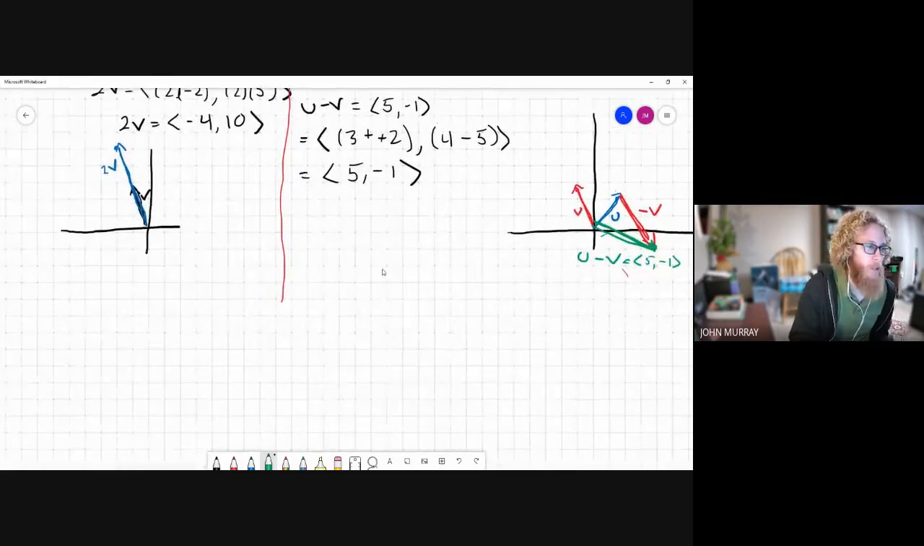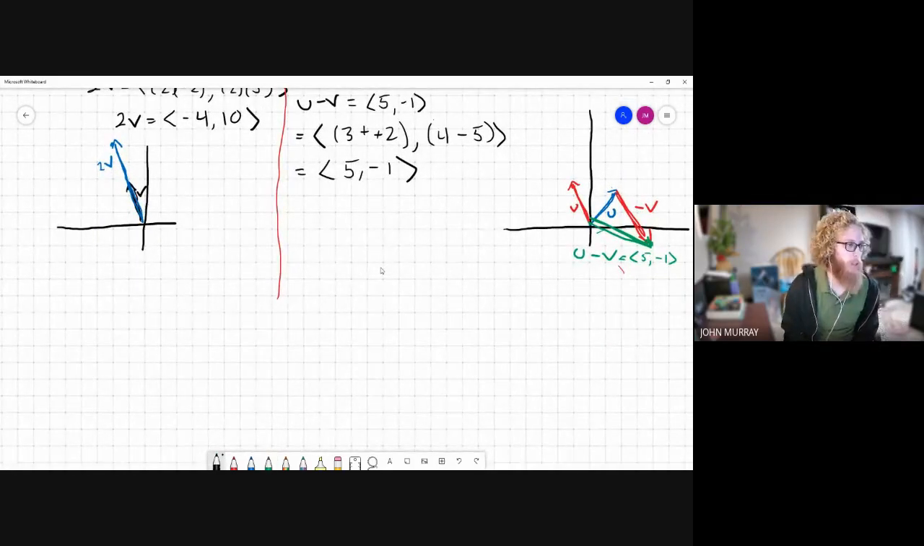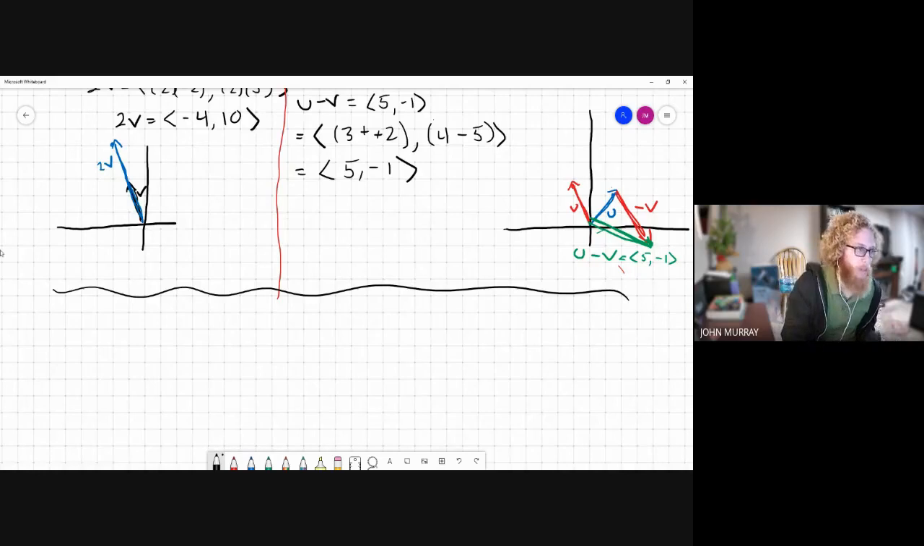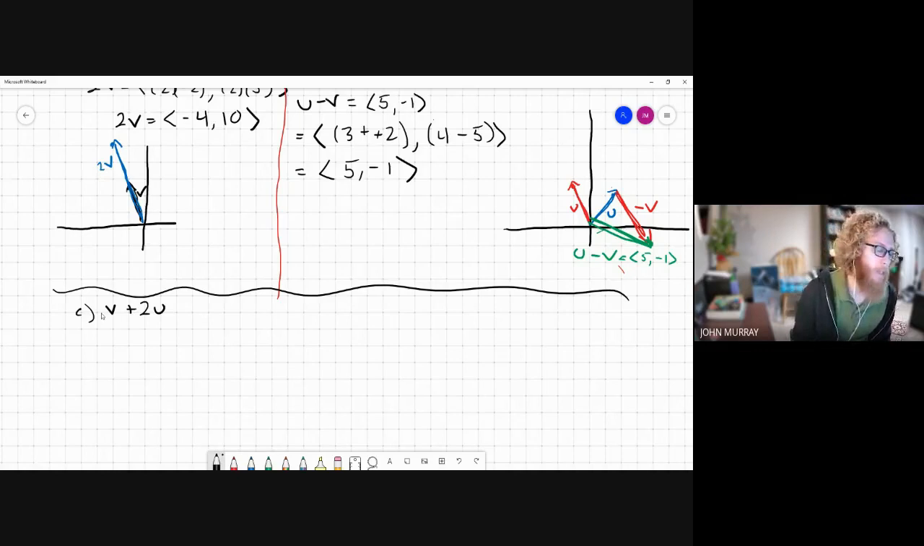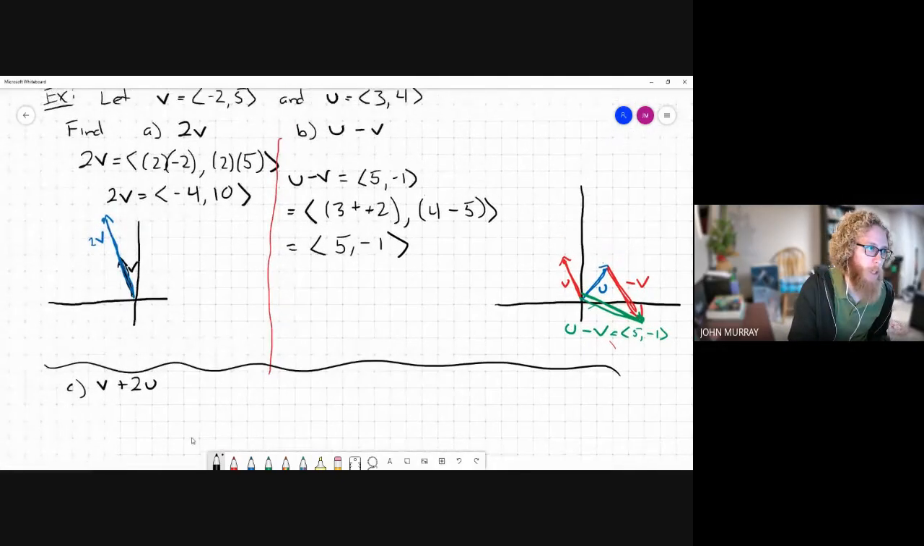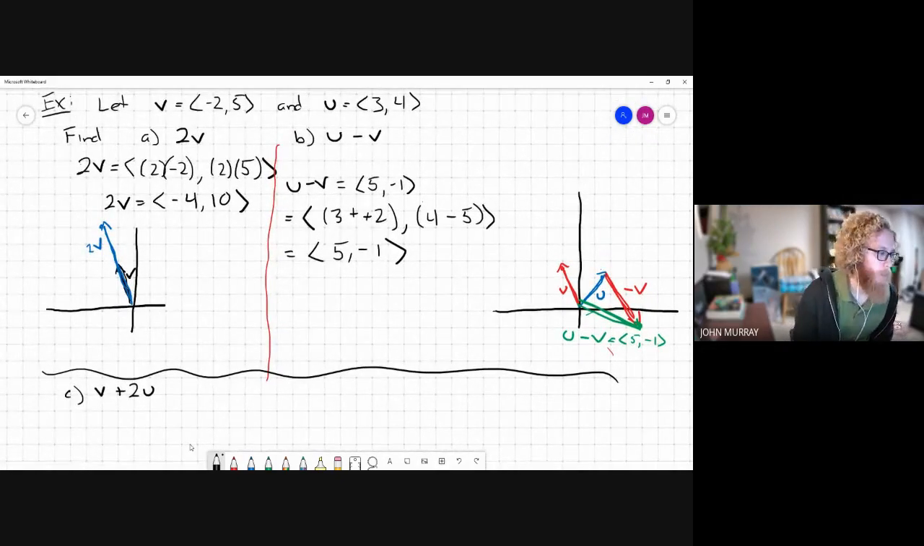All right, and the last one I do want to show you quickly. Here, v plus 2u. We've got to do it in 2 steps. First, I have to figure out what is 2u. So I'm doing a scalar multiplication on u. I'll do that first. Multiplying u by 2, I'm going to get 6, 8.